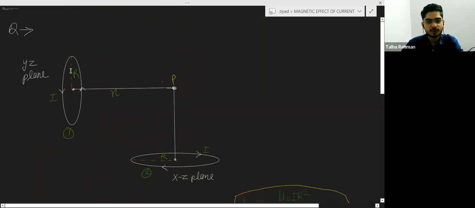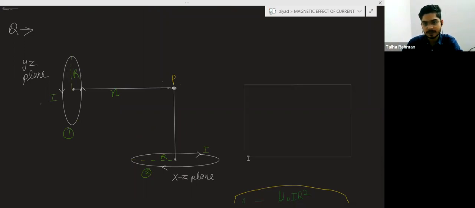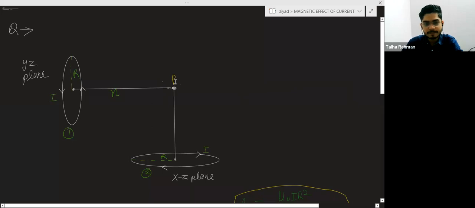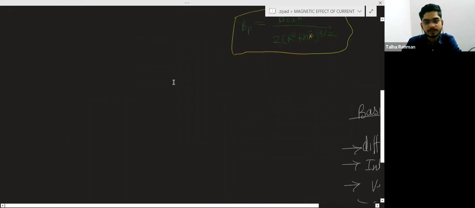Suppose here are two coils. One coil is this and another coil is this. This coil is in the YZ plane, and this coil is in the XZ plane. Now we have to find the magnetic field at this point P.